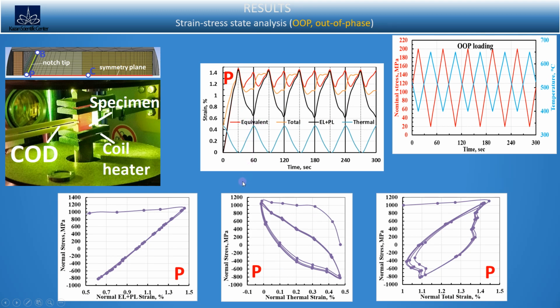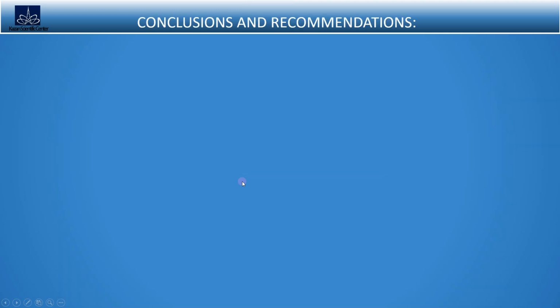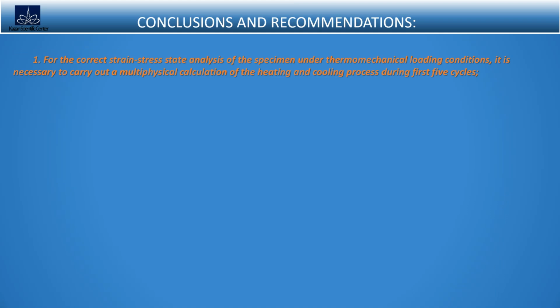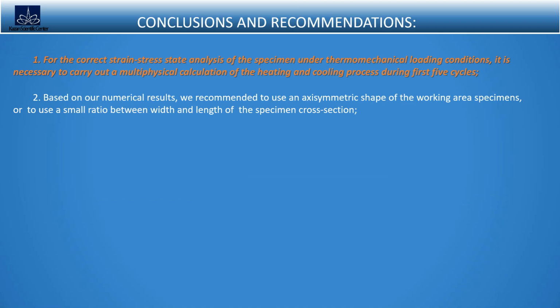I will list the main conclusions and the recommendations. The main conclusion of the work is: for the correct strain-stress state analysis of the specimen under thermomechanical loading conditions, it is necessary to carry out multiphysical calculations of the heating and cooling process during the first 5 cycles. Based on our numerical results, we recommend using an axisymmetric shape of the working area of the specimen, or using a small ratio between width and length of the specimen cross-section.